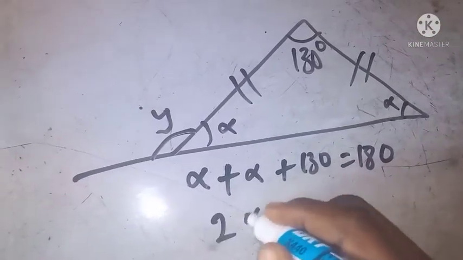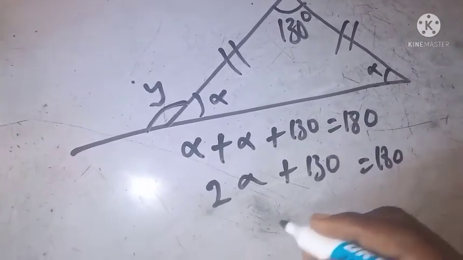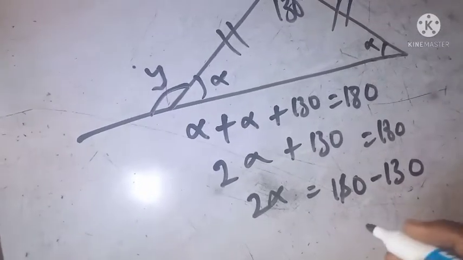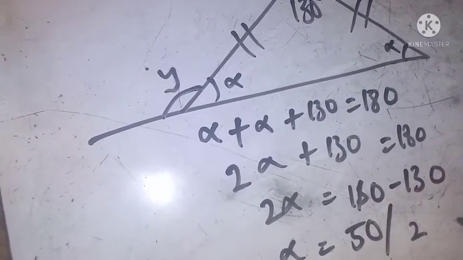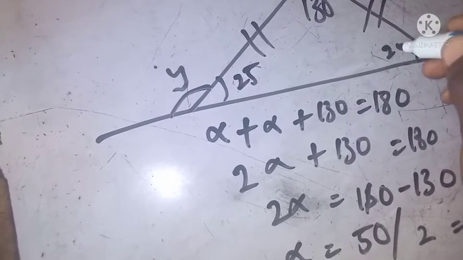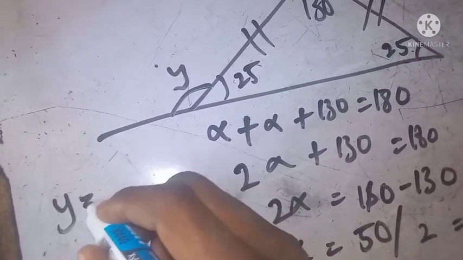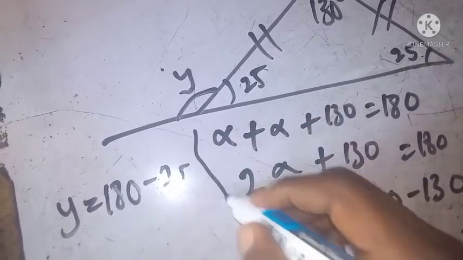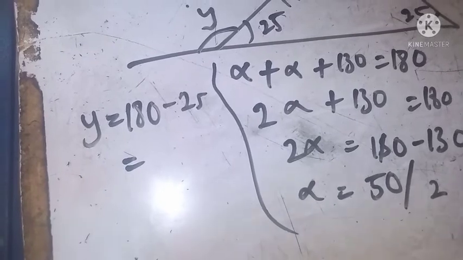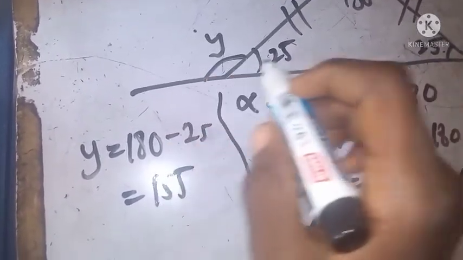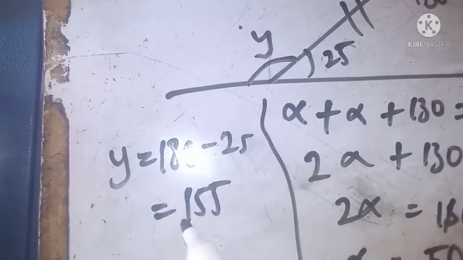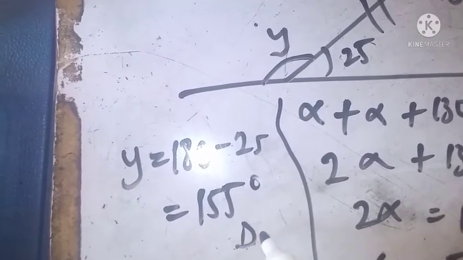So 2 alpha plus 130 equals 180. 2 alpha equals 180 minus 130. So alpha should give you 50 over 2, which is 25. So this is 25. You can now find y by subtracting. When you subtract 25 from 180, you should have your answer. The reason I did that was because the angle on a straight line is 180. If a portion of the straight line is already 25, the remaining portion should give you your y, and that's 155 degrees, and that's our D option of the question.